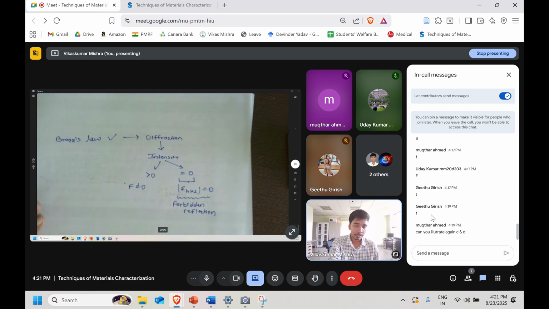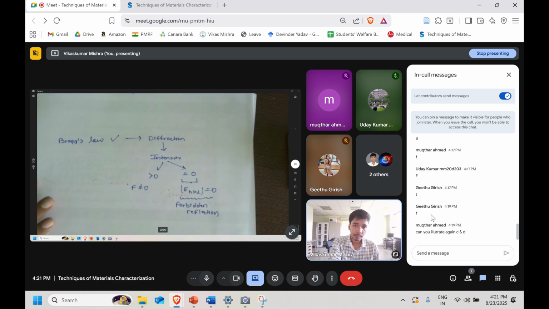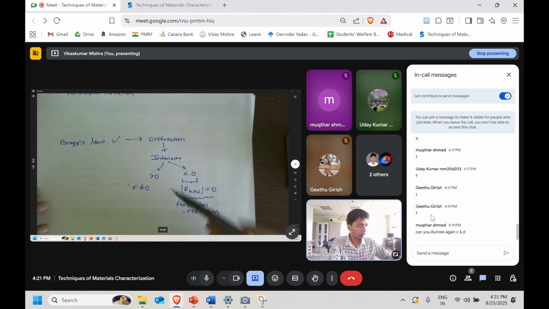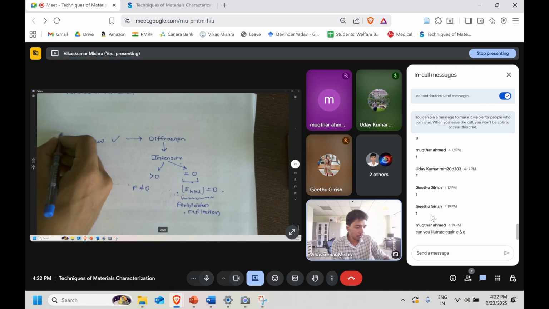Am I clear for this part? So forbidden reflection is related with the structure factor. It's not related with Bragg's law. If Bragg's law is satisfied, diffraction will occur, that's sure. Now whether the diffraction will have intensity 0 or non-zero will depend upon the structure factor. If the structure factor is 0, no intensity. If the structure factor is non-zero, then you will get certain intensity. Okay, so this is for part C.